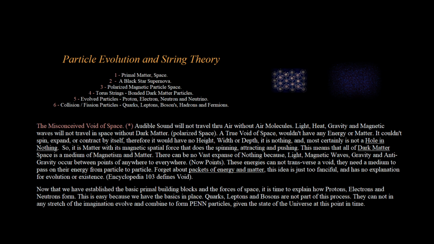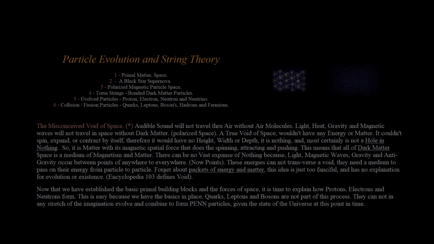Now that we have established the basic primal building blocks and the forces of space, it is time to explain how protons, electrons, and neutrons form. This is easy because we have the basics in place. Quarks, leptons, and bosons are not part of this process. They cannot in any stretch of the imagination evolve and combine to form these particles, given the state of the universe at this point in time.